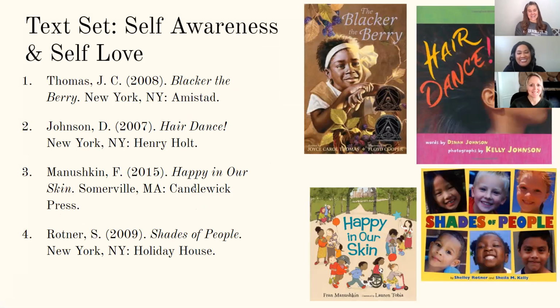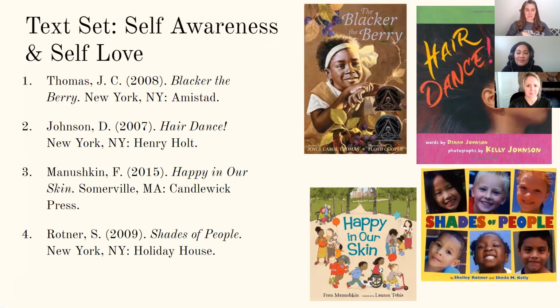The next one is Hair Dance, and that one is very similar to Shades of People. This book features photography again on brightly colored backgrounds, and the images and text focus on different hairstyles and features. Children in the book love their hair, which is shown in a variety of styles from braids to dreadlocks. And it's an upbeat book that embraces the idea of how hair works as art and points of pride.